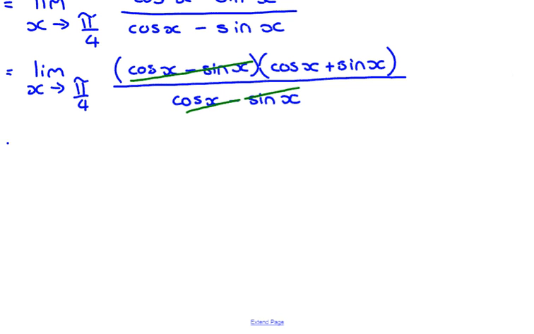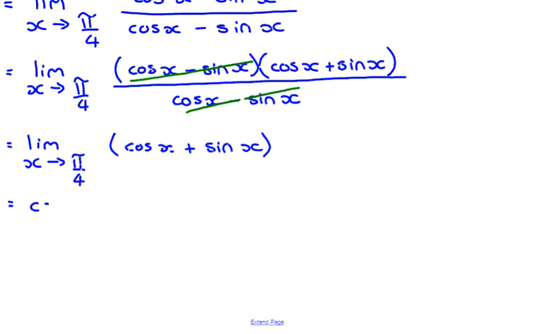So what we have here is we're now working out the limit as x tends towards pi over 4 of cos x plus sine x. Now remember, straightforward limits, you can just substitute the value of x in, provided you don't land up with a 0 in your denominator and you don't land up with, for example, infinity over infinity. So let's sub our x in. So we've got cos pi over 4 plus sine pi over 4.